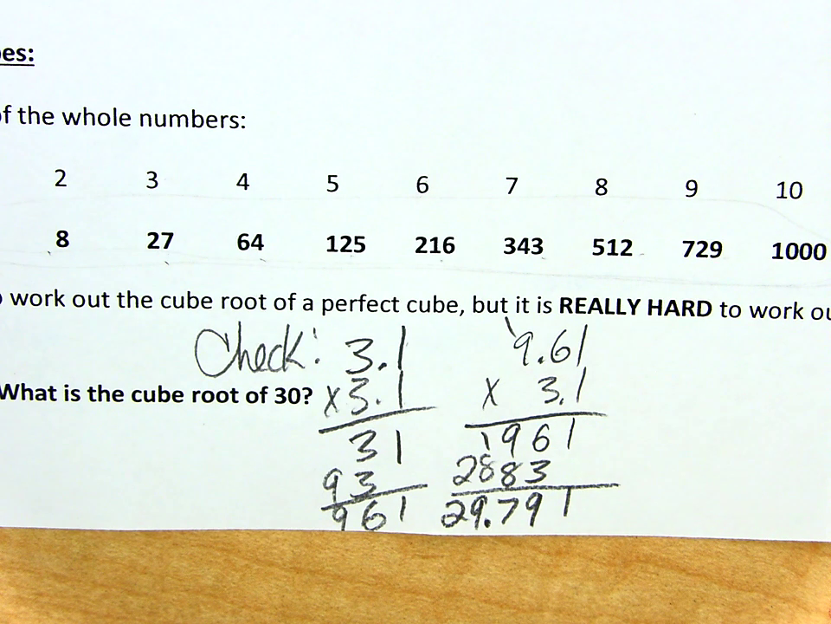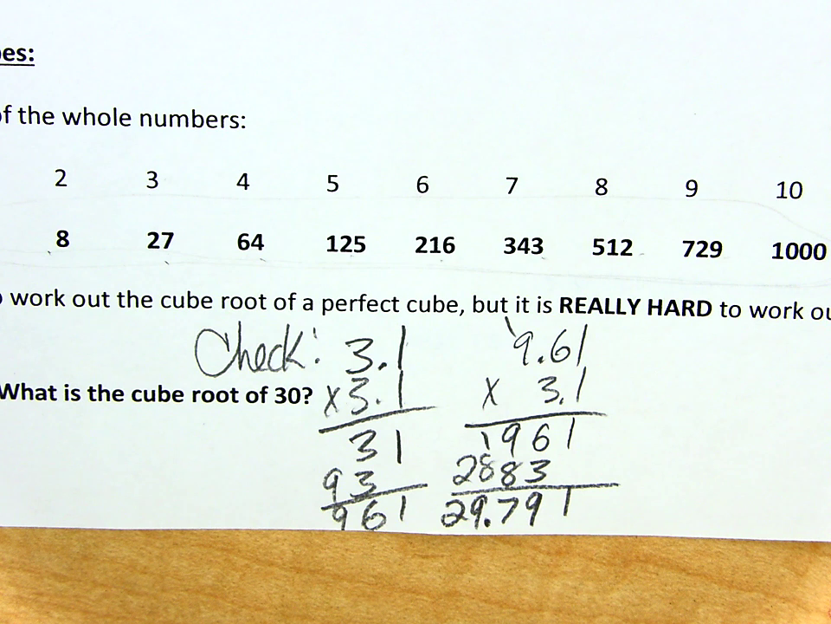I bet you 3.2 cubed is going to be way too high. Yeah, 32.768. So if I'm forced to do it by hand, I can. It's just tedious because you have to multiply so much.